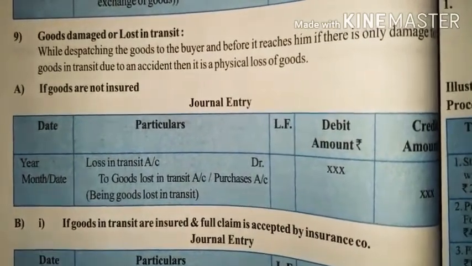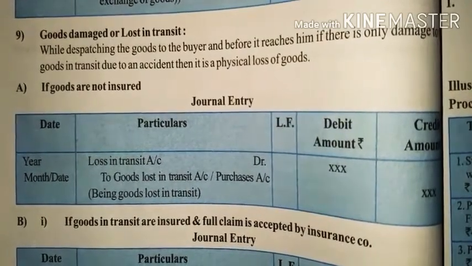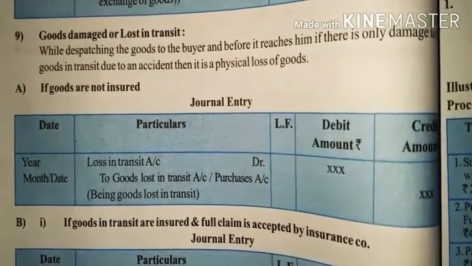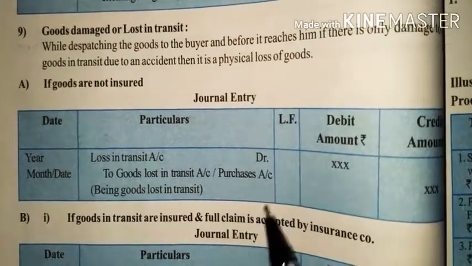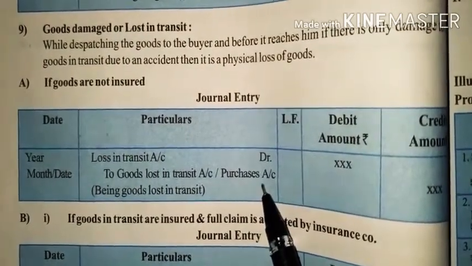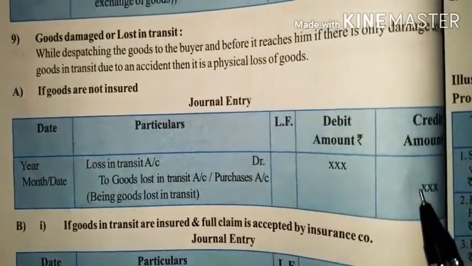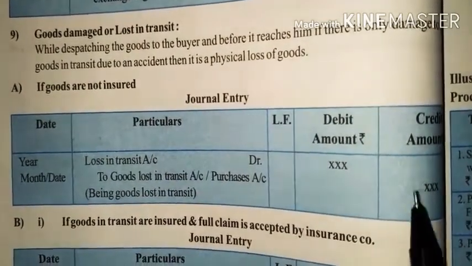Next account, goods lost in transit account or purchases account. Now what is lost? Goods are lost. Purchases account, goods have gone out or are lost or damaged. That is why purchases account is given credit effect. Credit what goes out, and the amount in the credit column.